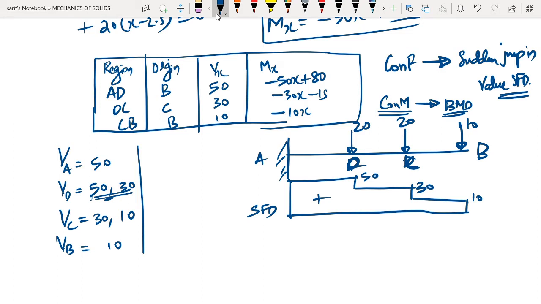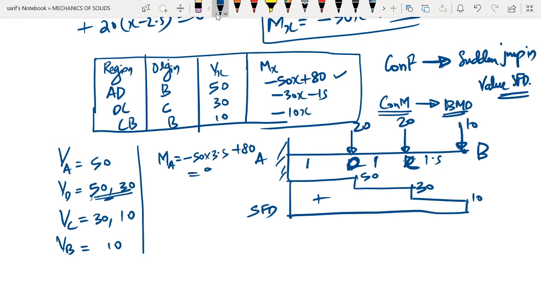So let us try to evaluate. To get the bending moment at the point A, we have to choose the expression for the region AD, and for the region AD the origin is B. A is at a distance of 1 plus 1 plus 1.5, that is 3.5 meter. So if we substitute 3.5 meter, we are going to get minus 50 into 3.5 plus 80.